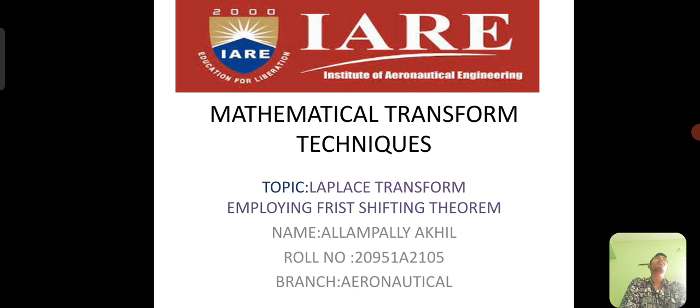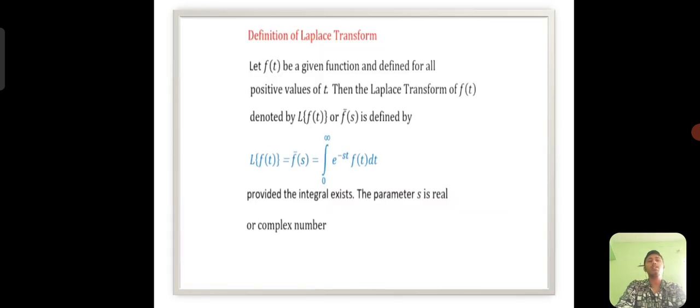Today I am going to explain my concept video, and our topic is the Laplace transform applied to the first shifting theorem. My name is Laplace, and my roll number is 20951021005, as shown on the screen. I am from the aeronautical engineering branch, and our topic is related to mathematical transform techniques, generally known as MTT.